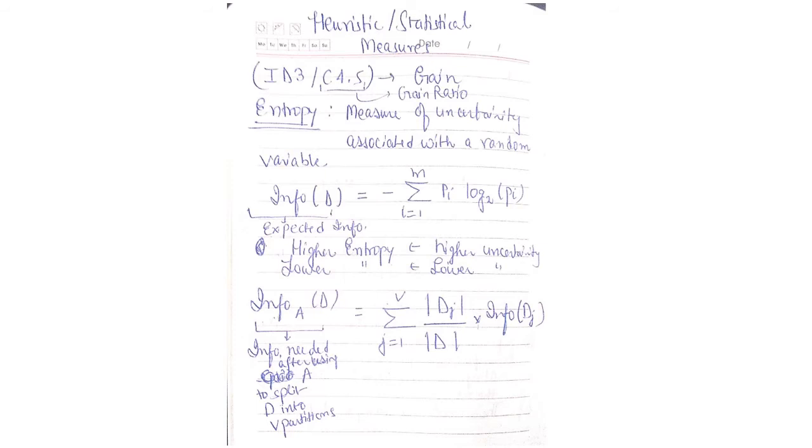So Info_A(D), where A is basically an attribute, is equal to summation over all the split points j equal to 1 to v of |Dj| upon |D| into Info(Dj), where Dj is basically our partition of the dataset.